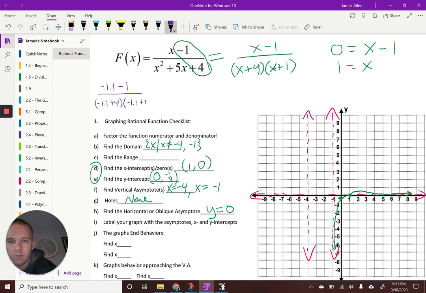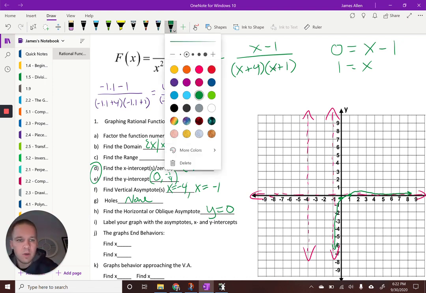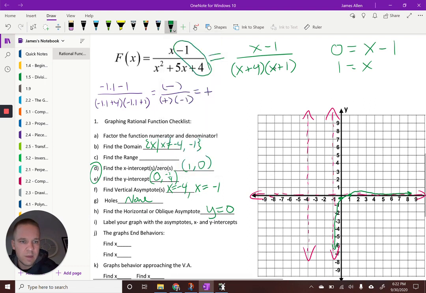-1.1 plus 1, I'm going to have a negative in the numerator over, this would be positive, and then this would be negative. So what's my overall sign here? It's going to be positive, which means my graph, as it approaches that, would be going to positive infinity. So that's part of that section.